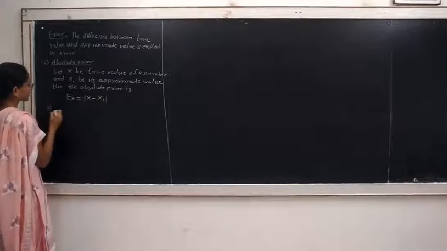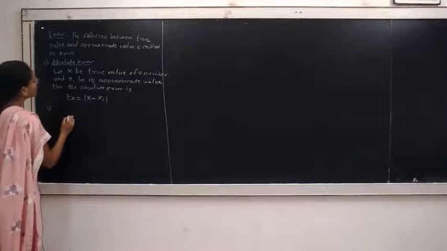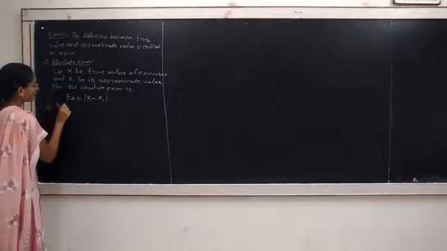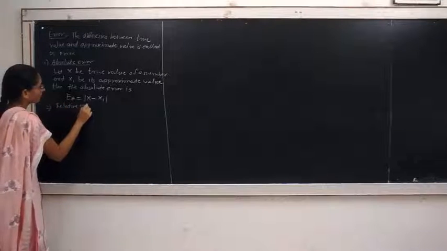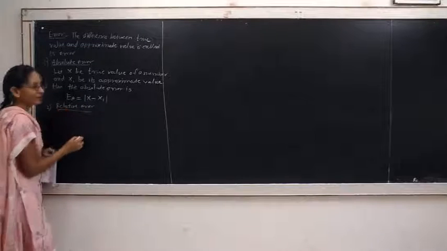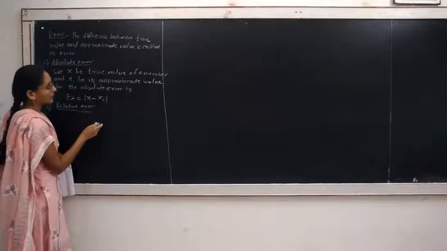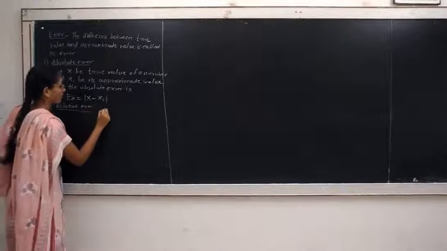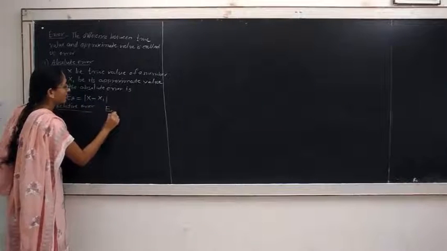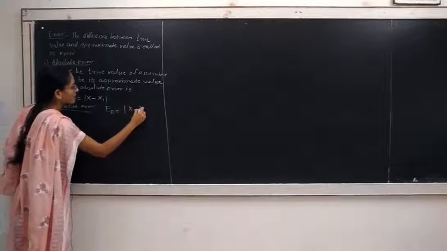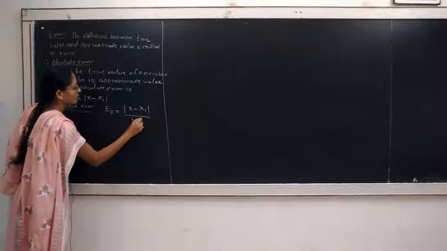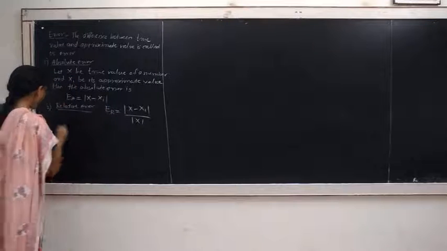The next definition of error is relative error. It is the ratio of absolute error to the true value of the given quantity or given number. ER is equal to mod of x minus x1 upon mod x. Next is percentage error.